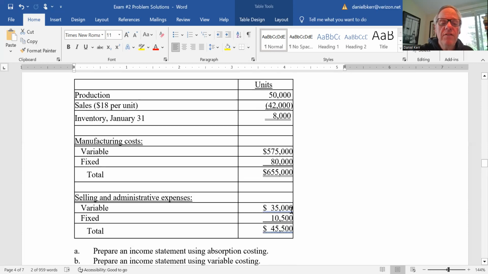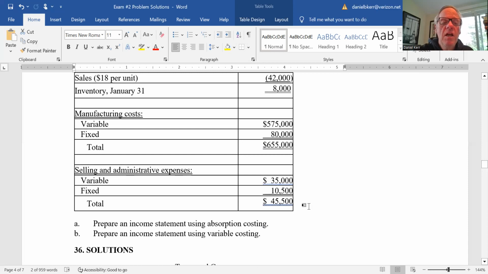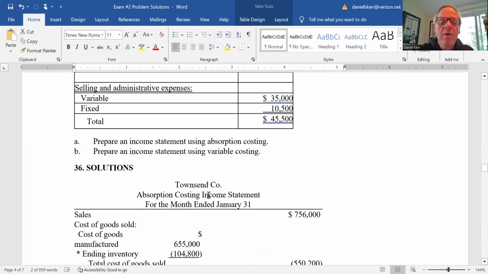The other differentiator between the 2 methods here is that variable costs are going to be expensed under both scenarios, but in variable costing the fixed costs are going to be fully expensed, the fixed manufacturing cost plus the fixed selling and administrative expenses. So with that background, here goes.